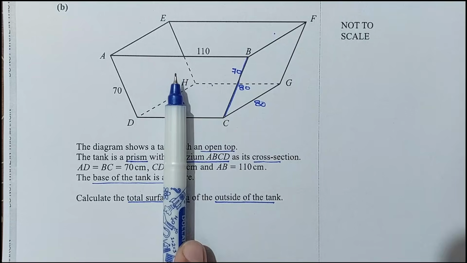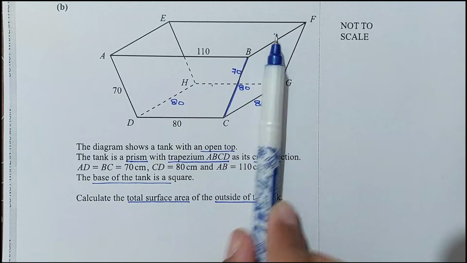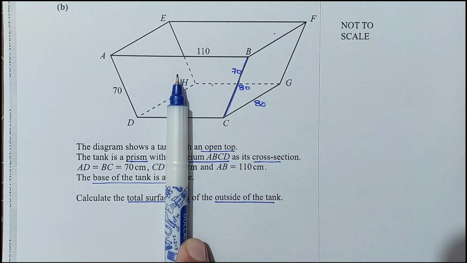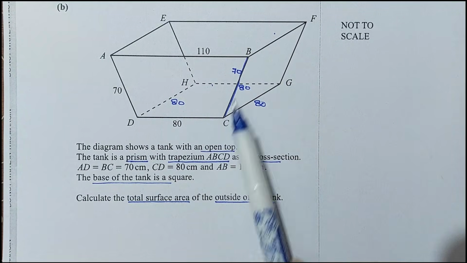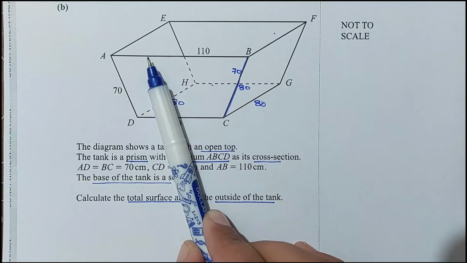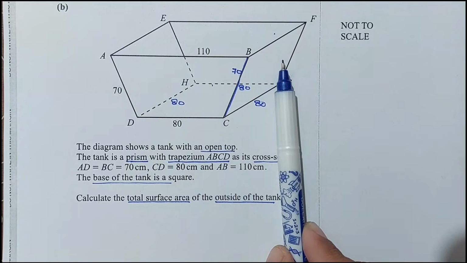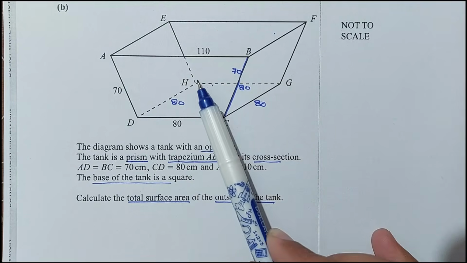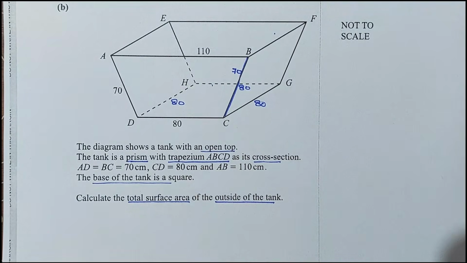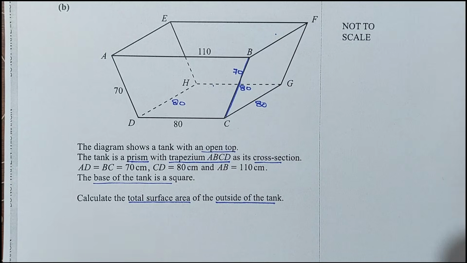So this face is a trapezium, this face is a trapezium. So we have to find the areas of two trapeziums. The base is a square. We have to find the area of a square. This side, C, B, F, G, this side and this side, these two are rectangles. You can see this is 80 and this is 70. And this is also 70 and this would be 80, right? Two rectangles, two trapeziums, and one square.